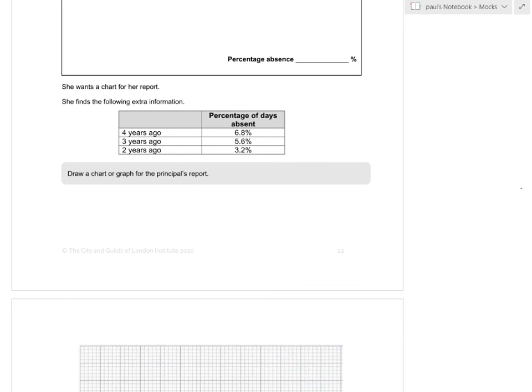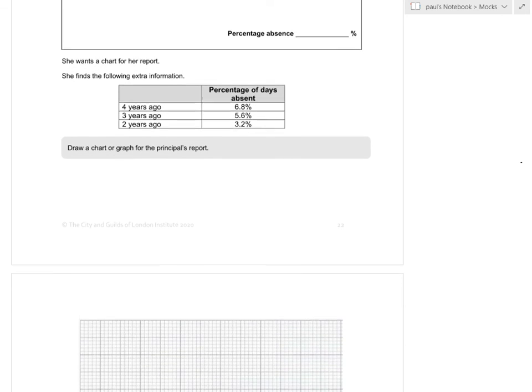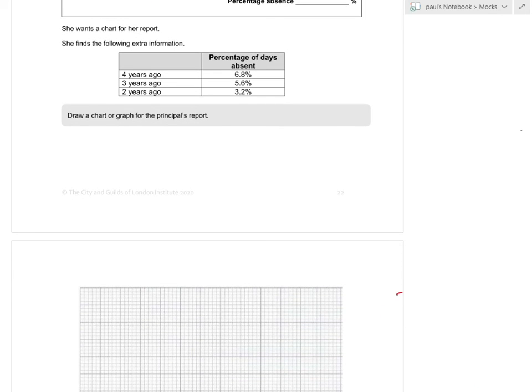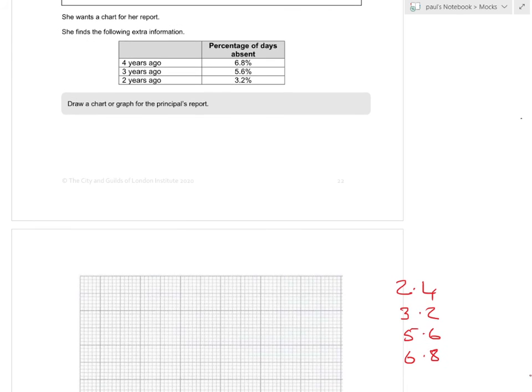She wants a chart. Right. So I'm going to write this year 2.4%. 2 years ago 3.2. 3 years ago 5.6. And 4 years ago 6.8. So that's the average percentage rate.